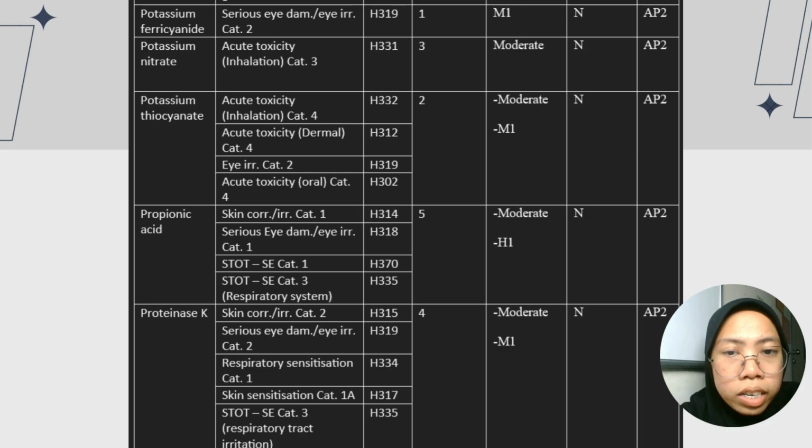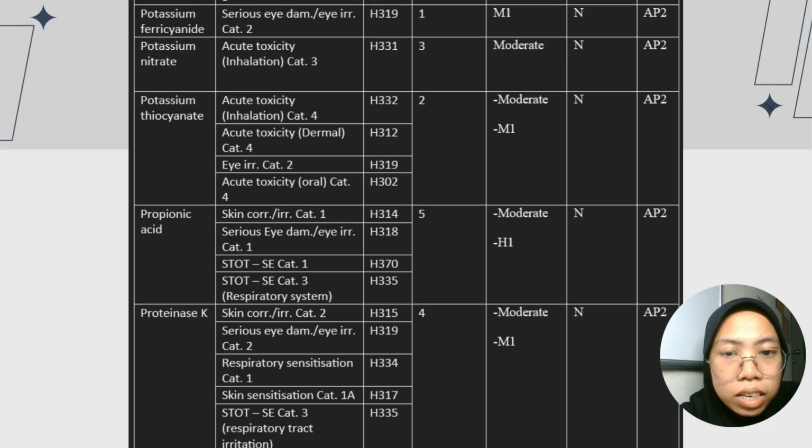Potassium thiocyanate causes adverse health effect through inhalation, dermal, and oral. The hazard rating is 2. The level of risk is moderate for inhalation and also moderate for dermal. The existing control is also inadequate, so the action priority is also 2.